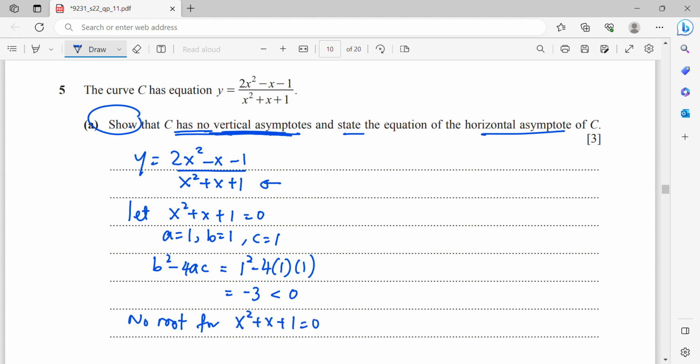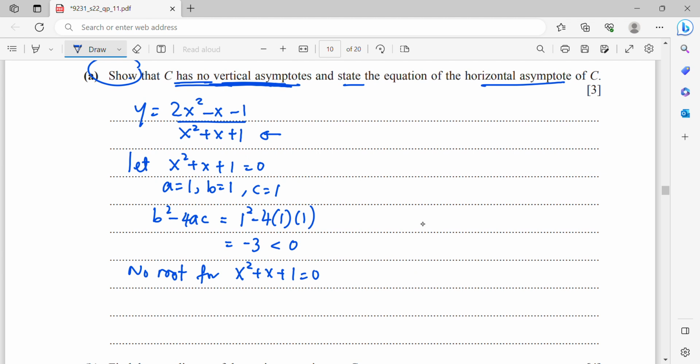Okay, so if there are no roots for this quadratic equation, it means that you can't find any vertical asymptote. Therefore, C does not have a vertical asymptote. If you can find the x value, then that will be the vertical asymptote. And now state the horizontal asymptote.